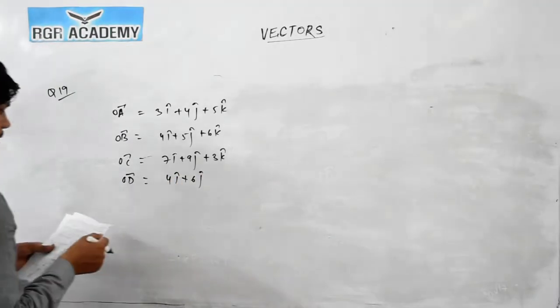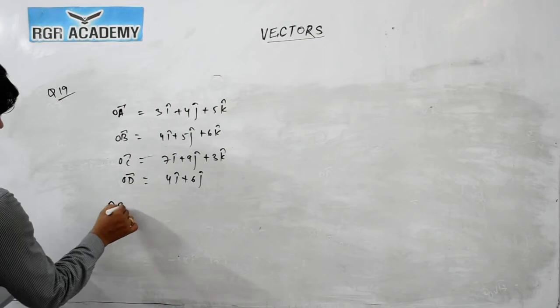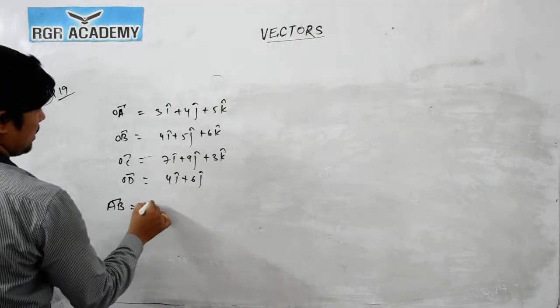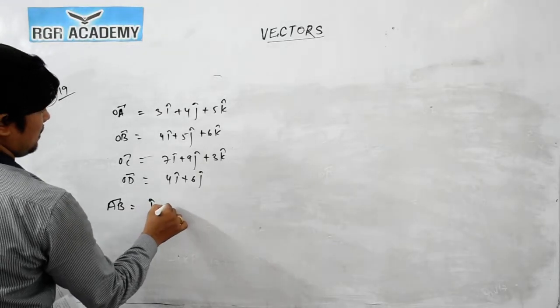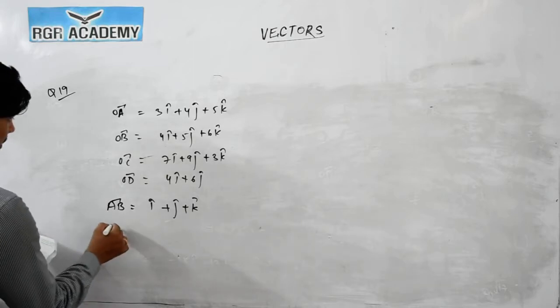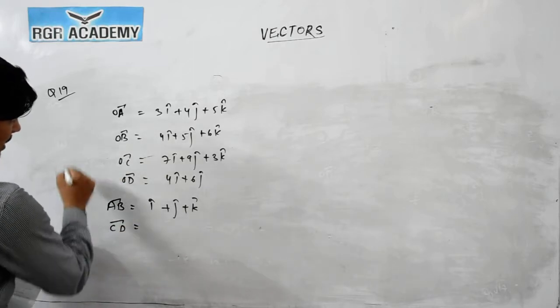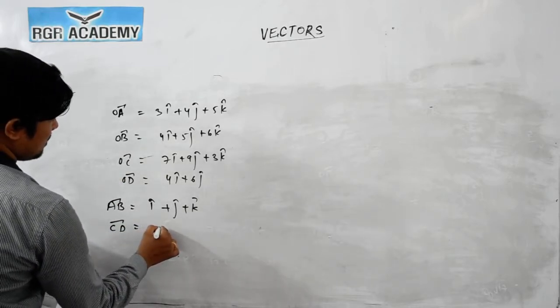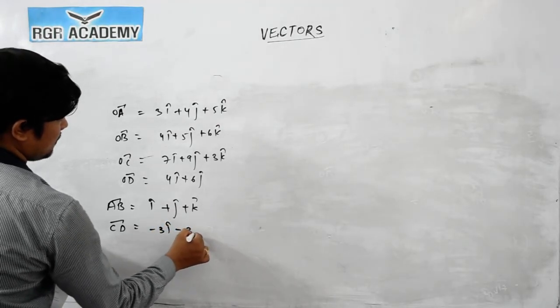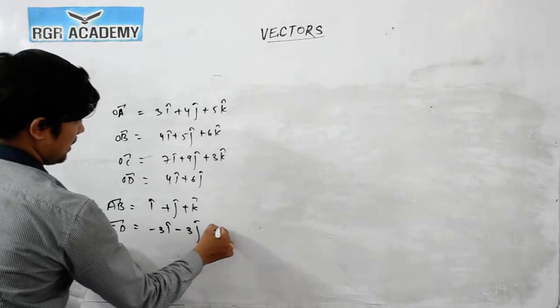Now they are asking for the displacement vector AB. So AB we can write as OB minus OA, which equals i cap plus j cap plus k cap. And CD vector will be equal to OD minus OC, that is minus 3 i cap minus 3 j cap minus 3 k cap.